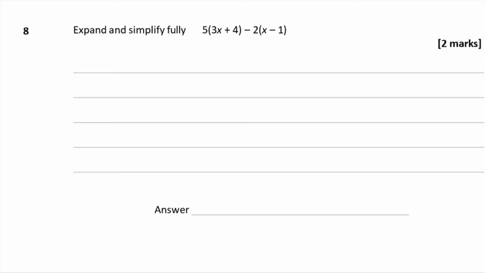Question 8. Expand and simplify fully: 5 lots of 3x plus 4 minus 2 lots of x minus 1. So this is not double brackets, it's repeated single brackets. So we're just going to be multiplying out single brackets twice and then collecting like terms.